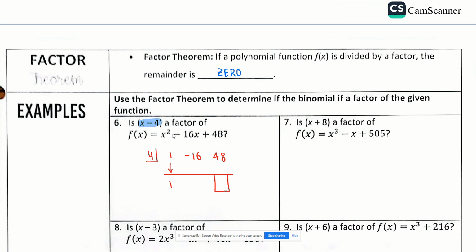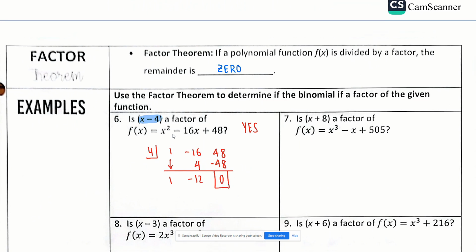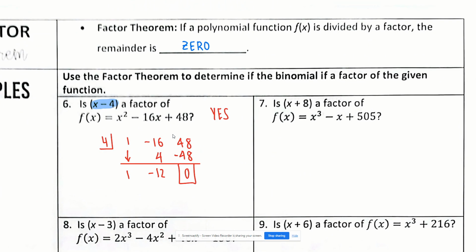So we bring that 1 down. 4 times 1 is 4. 4 minus 16 is negative 12. And 4 times negative 12, sure enough, is negative 48. So yep, 48 minus 48, 0. So then, yes, x minus 4 is a factor of x squared minus 16x plus 48. We talked about that yesterday, okay? So, again, this is real simple. I'm going to do one more that's a no, just to remind you.